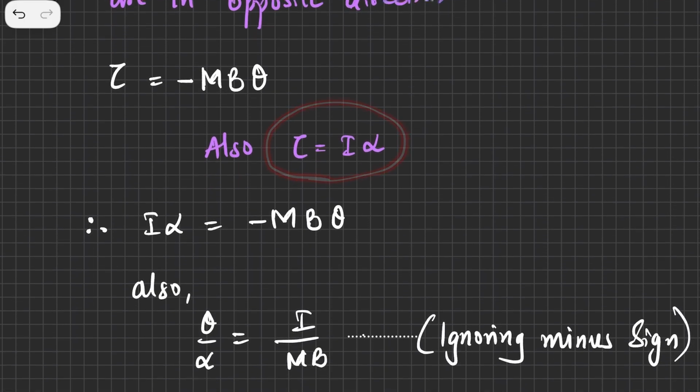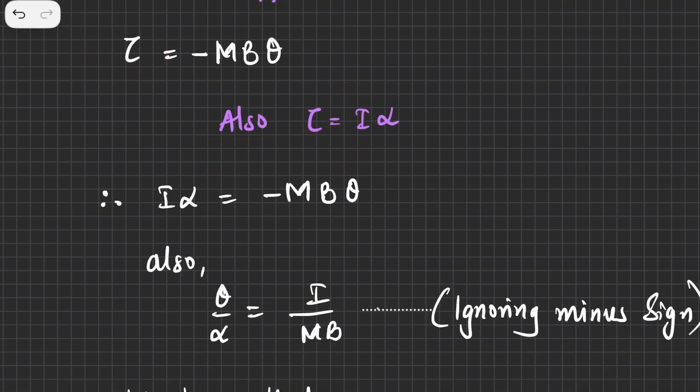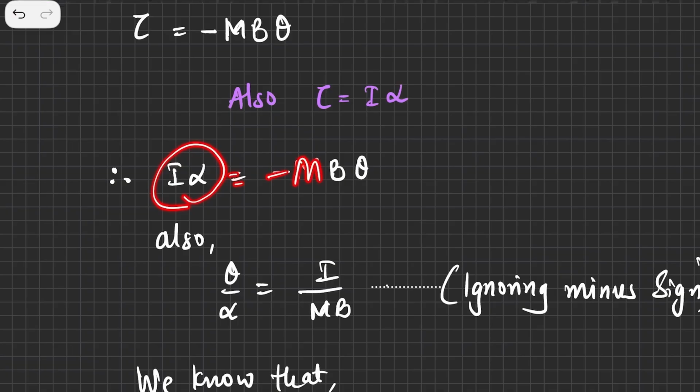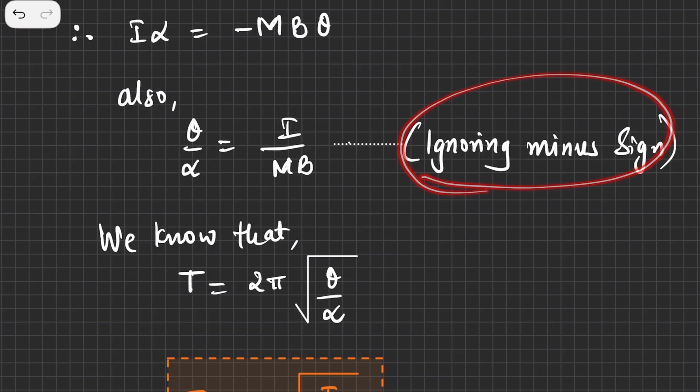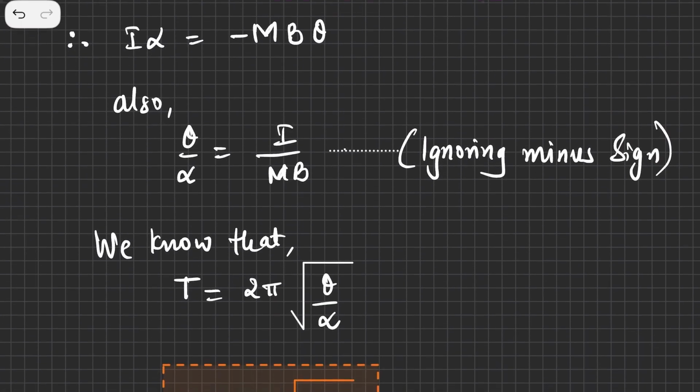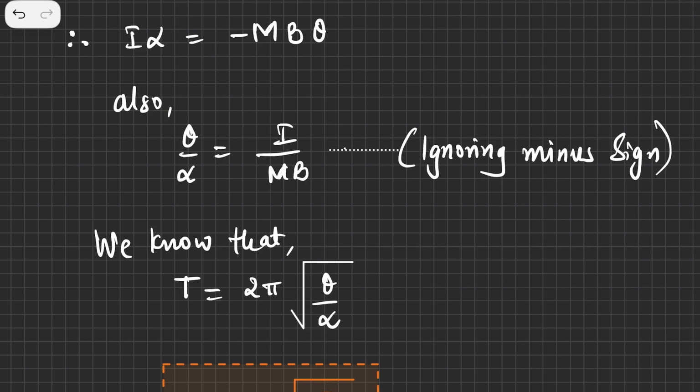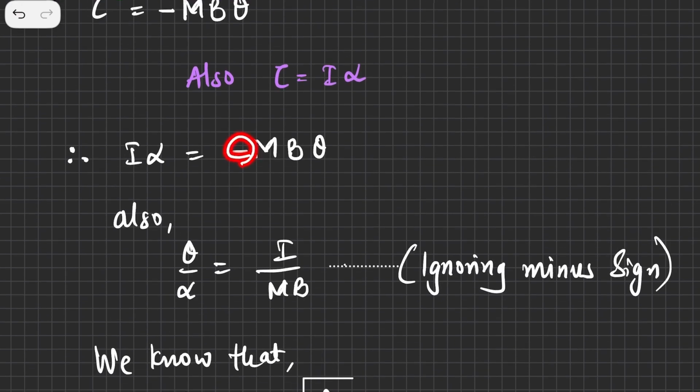Also, from rotational motion, we know torque is equal to I into alpha. So wherever there is a torque, I can replace it with I alpha. So I alpha is equal to minus M B theta. Now I want to find the value of theta upon alpha. So theta upon alpha is equal to, alpha comes here and this minus M B goes to the other side, so I upon M B becomes our equation. Here I am ignoring the minus sign, because in the further equation I don't need it. The minus sign just signifies that alpha and theta are in opposite directions.